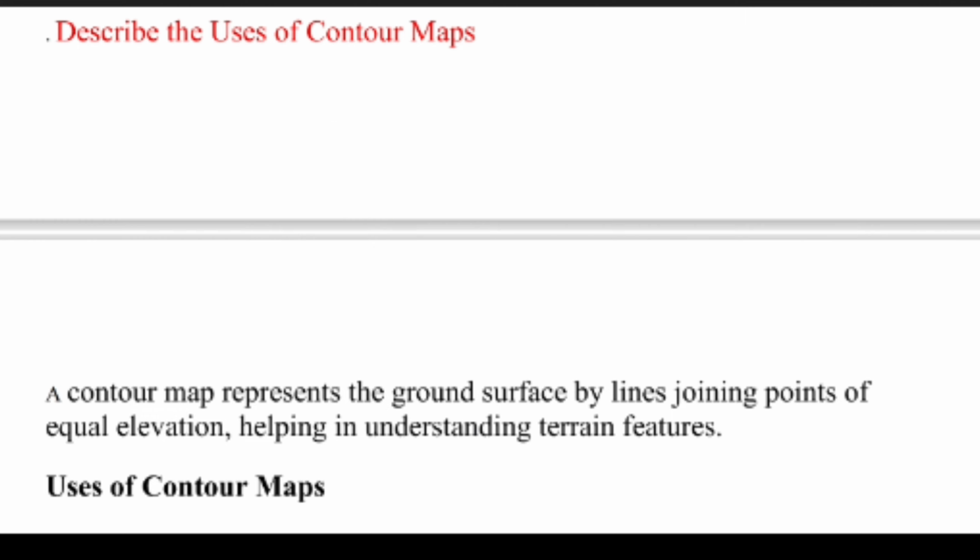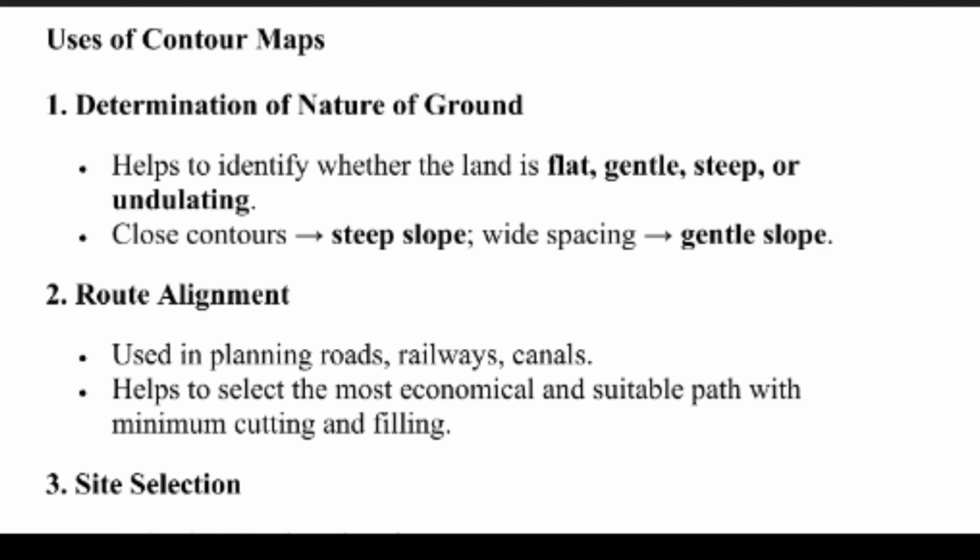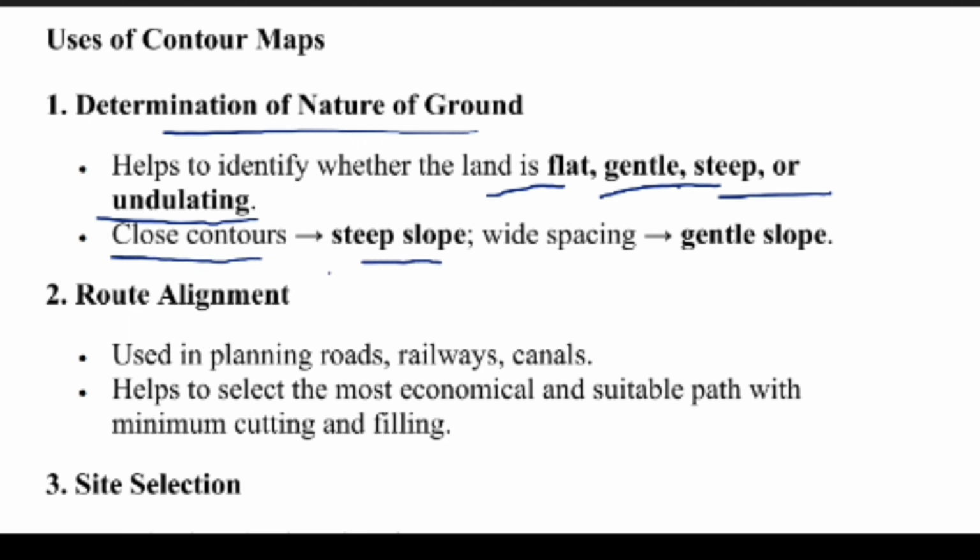These are the uses of a contour map. You can use it to determine the nature of the ground, for example flat, gentle, steep, or undulating, which is not properly level. Closed contours mean a steep slope. If the contours are very close, it is a steep slope. If the contours are wide apart, it is a gentle slope.